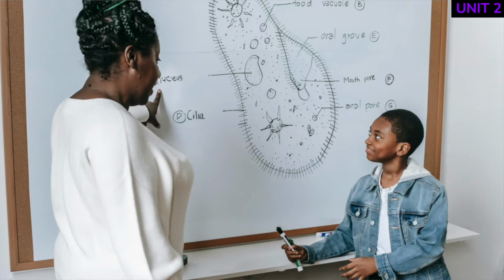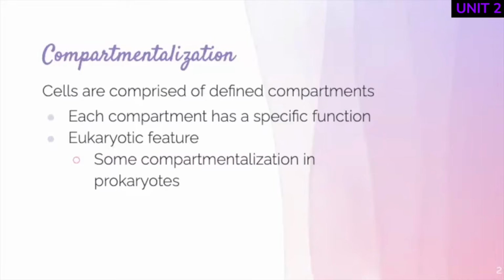Each compartment has a specific function, and generally it is a eukaryotic feature, but there is some compartmentalization in prokaryotic cells as well. But as we know, eukaryotic cells have well-defined compartments. Each part has a specialty for a particular function, and a lot of times when we focus on different processes within the cell, we focus on where they occur, whether that is within the plasma membrane, within the cytosol, or within membrane-bound organelles like our Golgi apparatus or our nucleus or our mitochondria.